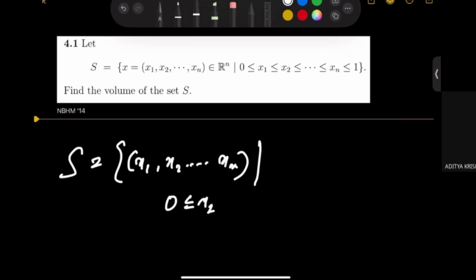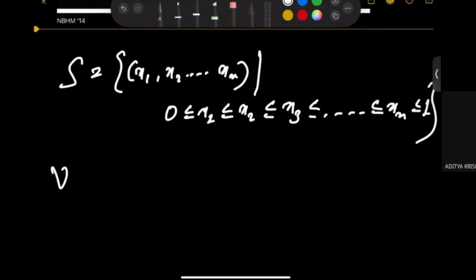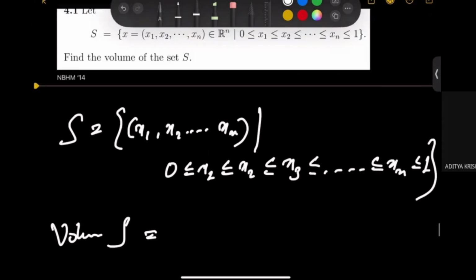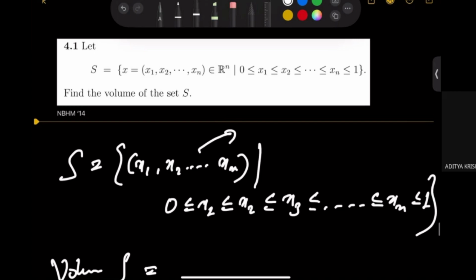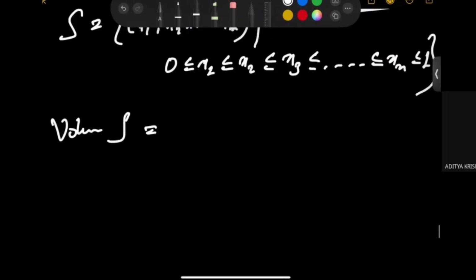Such that x1 lies between 0 and x2, x2 less than or equal to x3, and like that it goes on up to xn less than or equal to 1. What is the volume of S? Any idea, guys? How do we write the volume now? This is an n-dimensional Euclidean space. So far we have done it in 3-dimensional space, right? Now it's n-dimensional. So how do we write the volume of S?